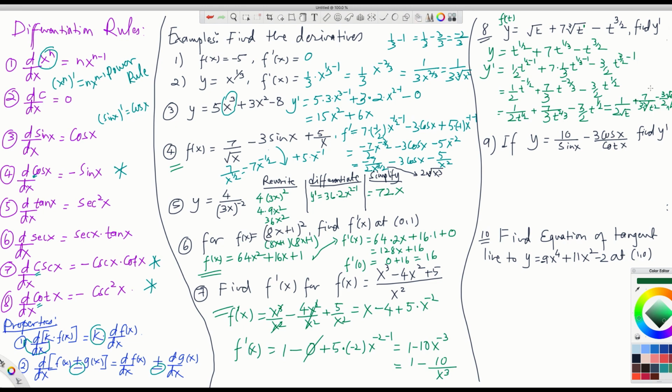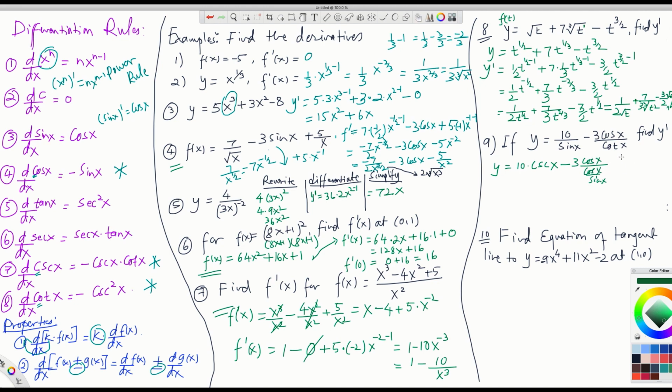so that you can get the final form that the website likes. Okay, next is 10/sin x minus 3 cosine x over cotangent x. How do I do that? Let us simplify. What is 10/sin x? This is like 10 times 1/sin x. What is 1/sin x? It's cosecant x, right? Because cosecant is the reciprocal of sine. I haven't found the derivative yet. I'm just simplifying. Minus 3, this is cosine of x, and divided by cotangent, which is cosine of x divided by sine of x. So if you simplify this, you will get cosine x.